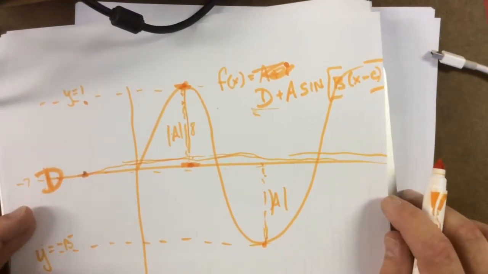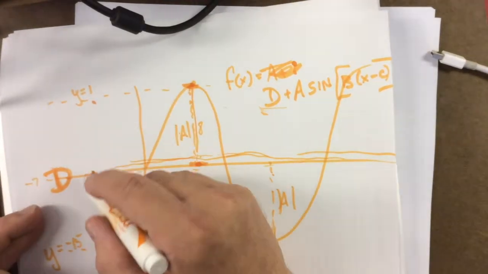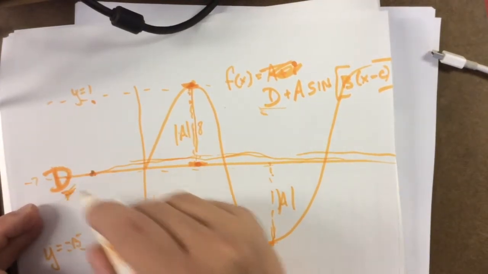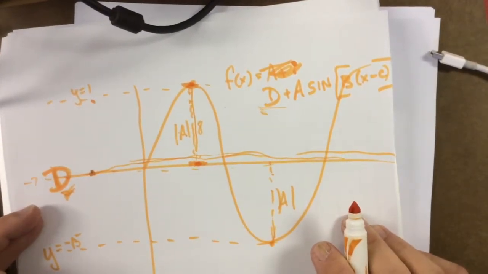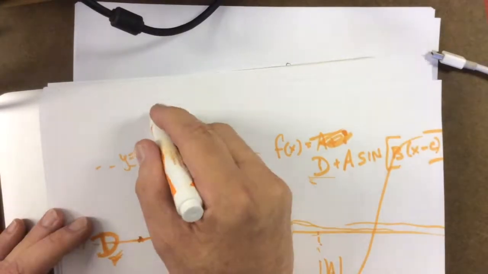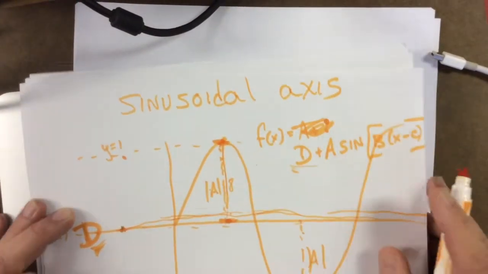Isn't the midline also like just D? Like isn't D the midline as well? This is it. D, yeah, the midline. Okay. It's also called, just for those of you who like big words, the sinusoidal axis.